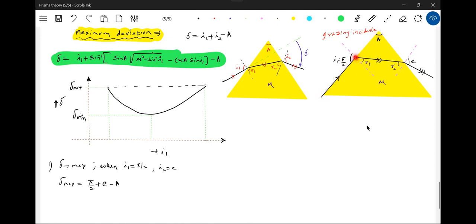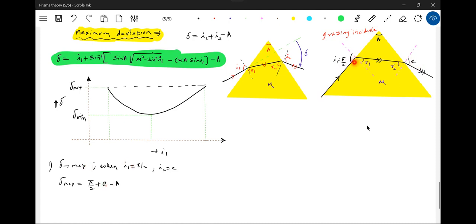So practically what will happen, this will not be exactly 90 degrees, it will be 89.99 degrees, so the ray will undergo refraction. Again here it will undergo refraction. And this angle is called the emergent angle. This is what we should calculate because I know I1 is pi by 2. This E has to be calculated.